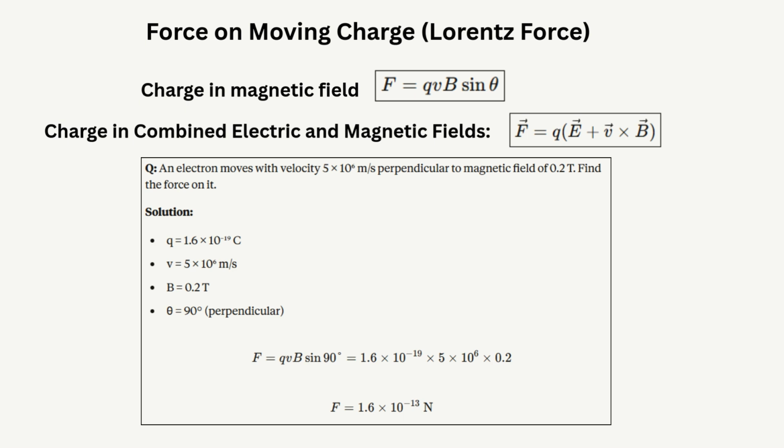Lorentz formula explains phenomena like the motion of charged particles in magnetic fields. Assume a charge moving in a magnetic field. Say an electron moves with velocity 5 into 10 raised to 6 meter per second, perpendicular to a magnetic field of 0.2 Tesla. To find the force on it, we use Lorentz force formula that explains force on a moving charge in a magnetic field, which says F equals QVB sine theta. Formula is different if the charge is in combined electric and magnetic fields. A sample problem with solution is given.